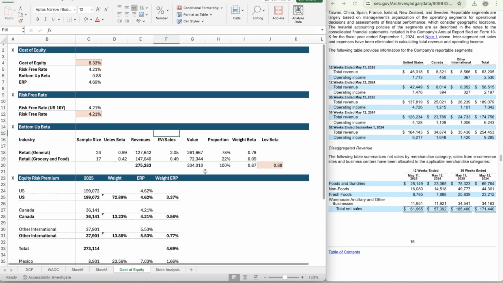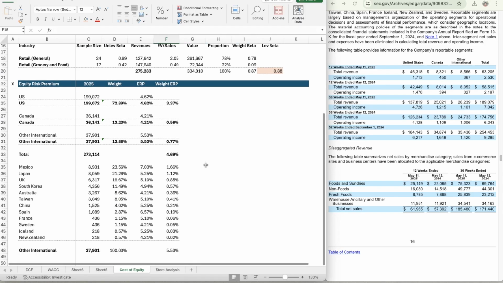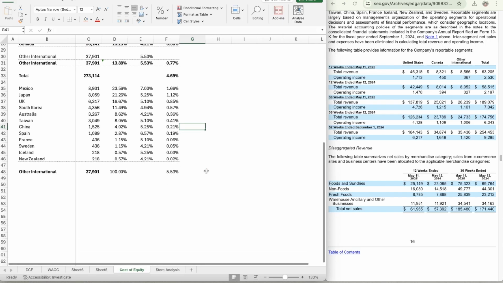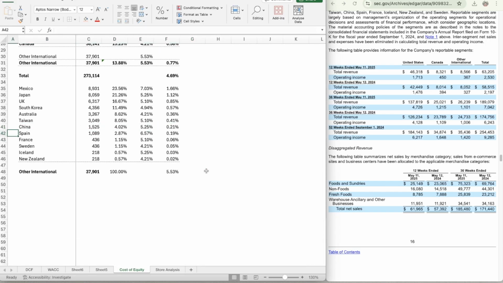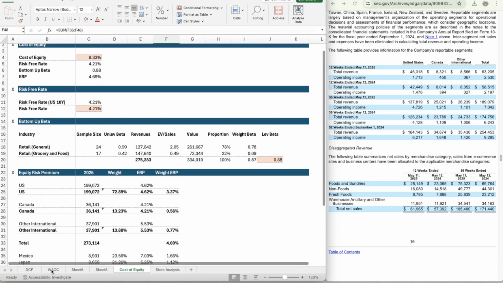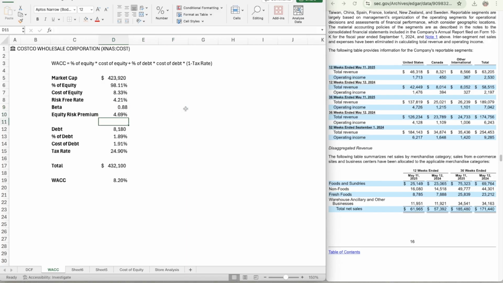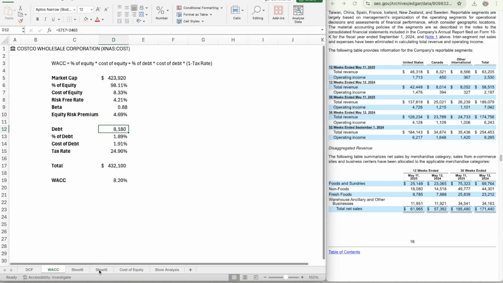This one for Costco is going to be a bit different to what we've done in the past because we actually have, or we can work out, the breakdown for the other countries where Costco has its stores. And from that, we can derive where their revenues are coming from and come up with a cost of equity. And after that, we're then going to plug it into the WACC and we'll see what the risk rate, or the discount rate, is for the company. So let's get straight into it.